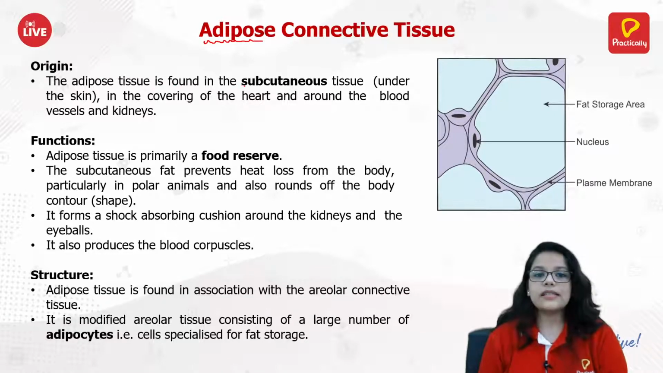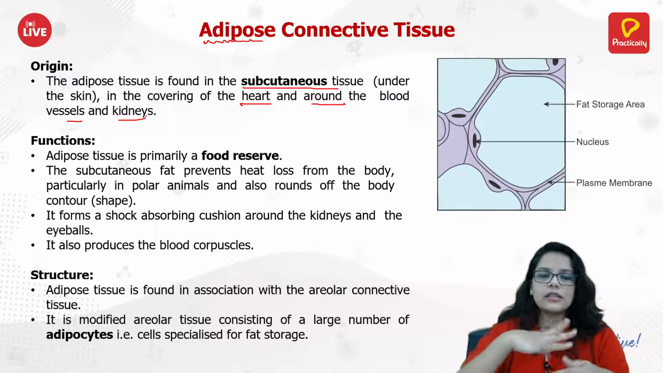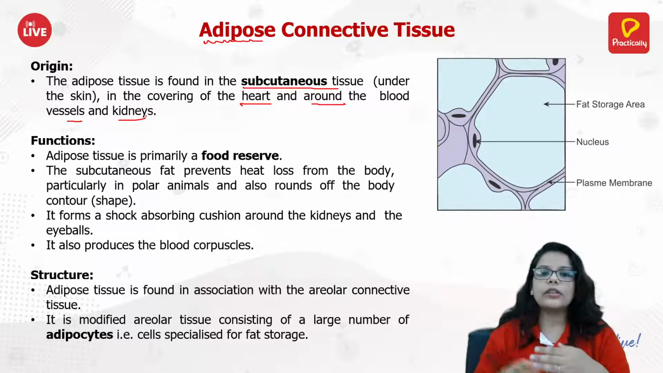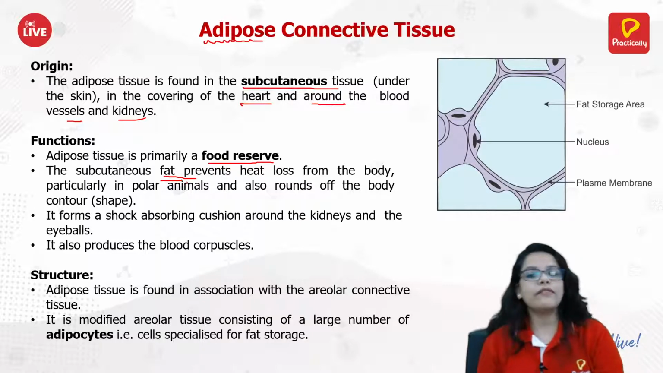It's found in the subcutaneous tissue, that is under the skin, and in the covering of the heart and around the blood vessels, kidneys, etc. So it is covering up a lot of things. It is there under our skin, covering the heart and the blood vessels and the kidneys. The adipose tissue's primary objective is food reserve. And it has fat. As I said, adipose will always have fat.